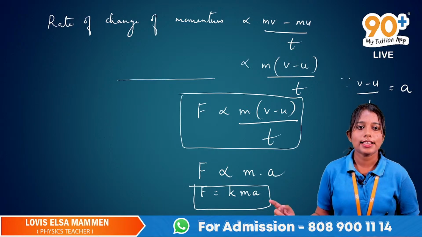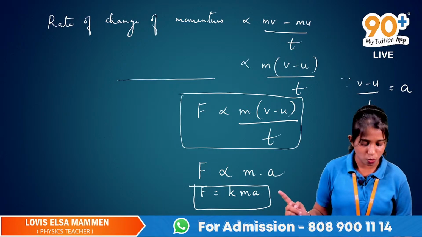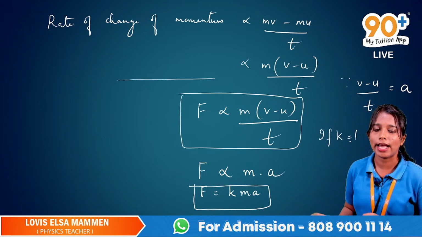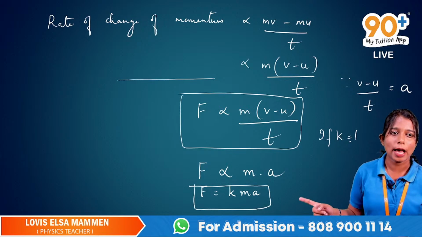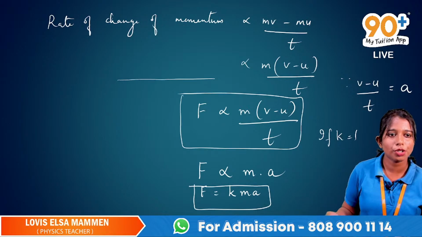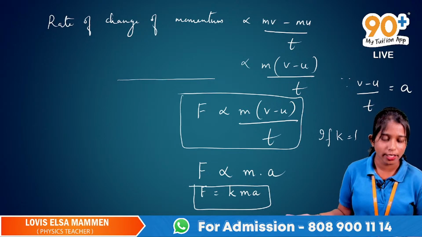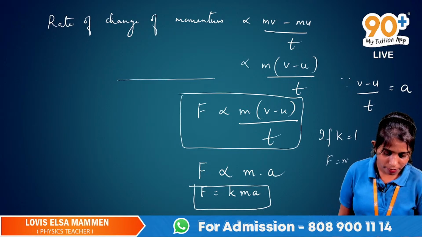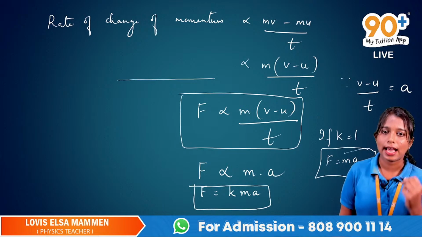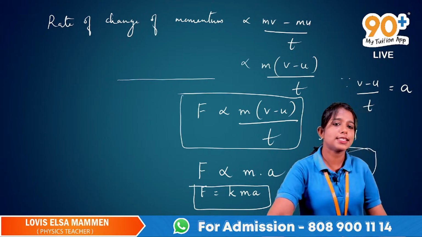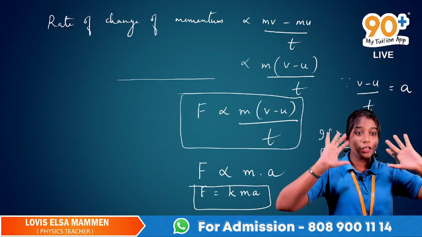Okay, now if the value of k is 1, if k is equal to 1, what happens to this F? F is equal to ma. ആണോ? F is equal to ma. Okay, got it? മനസ്സിലായോ? So F will be equal to mass into acceleration. Mass into acceleration. Got it? മനസ്സിലായോ?